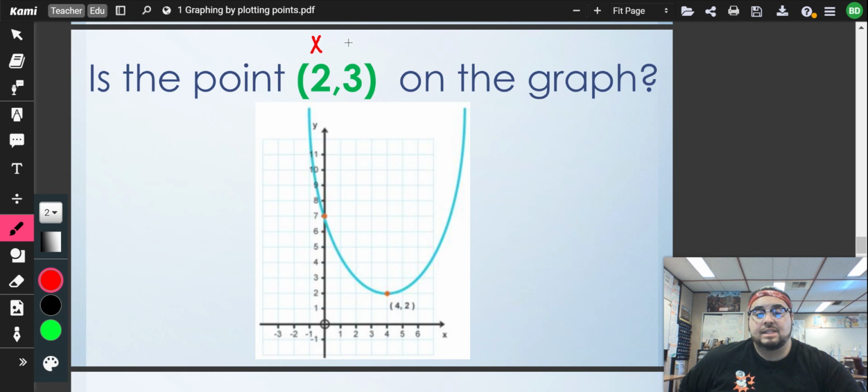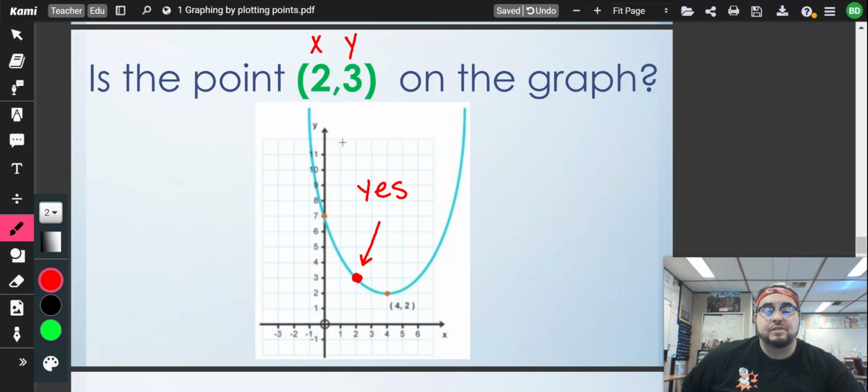So we have x is 2 and y is 3. Starting at the origin, we go 2 to the right, and then we go up 3. Seeing where that point lies, it's literally on the curve. So that means that, yes, this point is on the graph. (2, 3) is on the curve. It's on this quadratic. Whatever the function is for this graph, (2, 3) is a point that would satisfy that equation. It's a point on the curve.